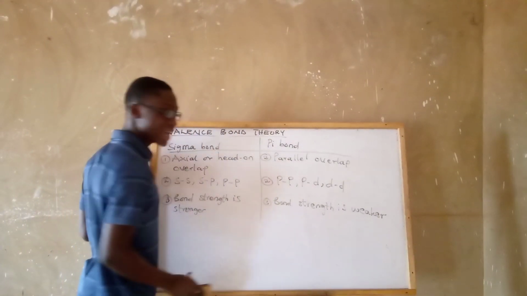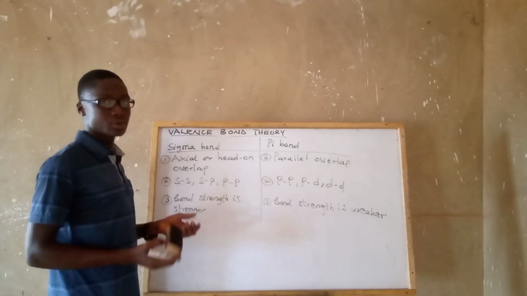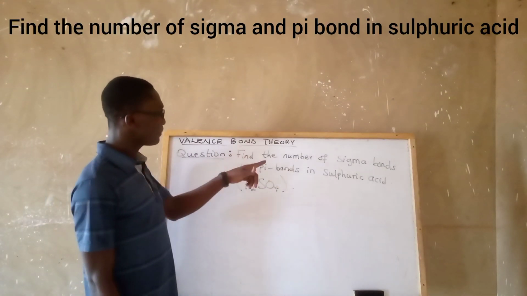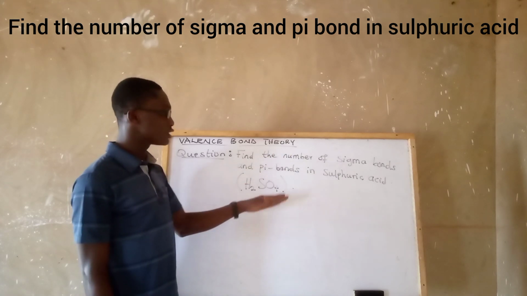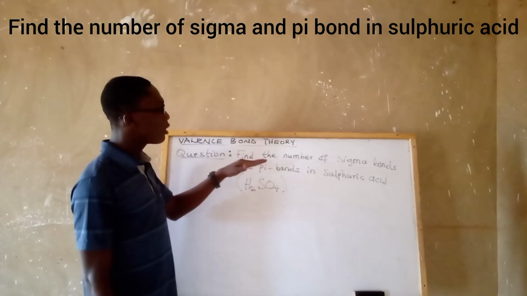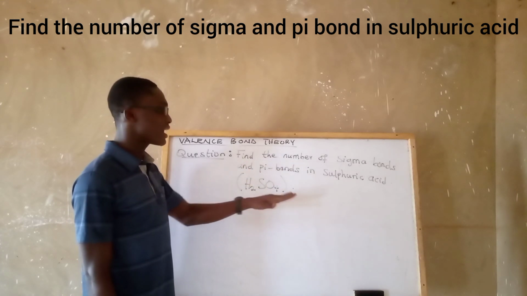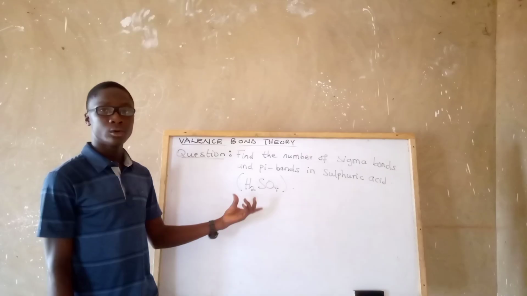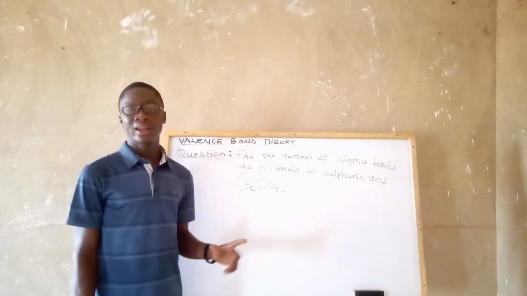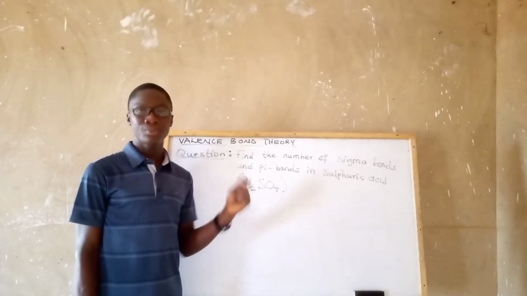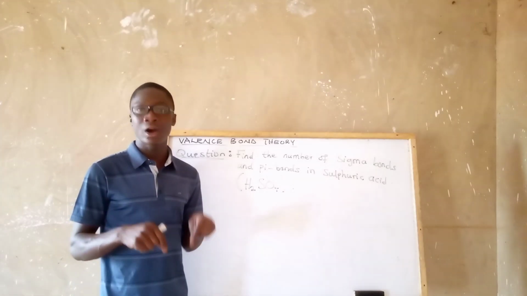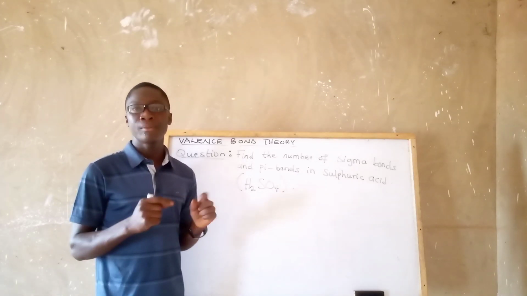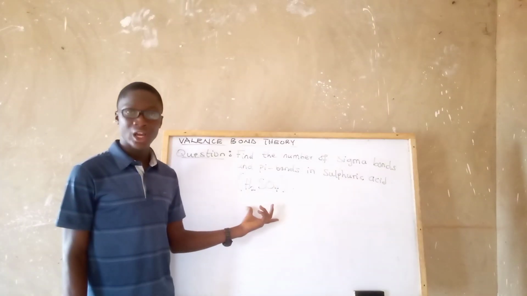Now, for your assignment, you have to try this question. Find the number of sigma bonds and pi bonds in sulfuric acid, which has the formula H2SO4. You have to draw the structure and then show the number of sigma bonds and pi bonds, and show your answer in the comment section.